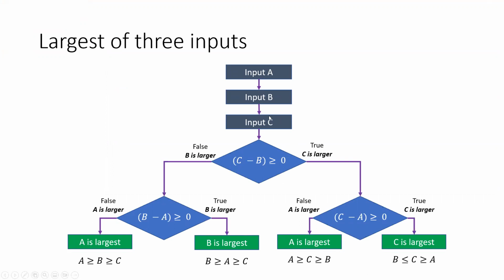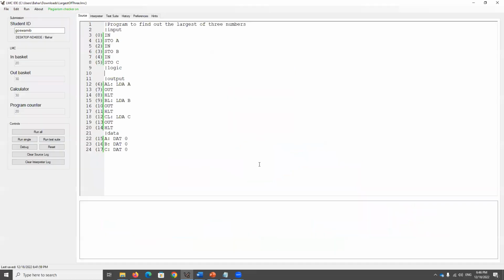Once we take the input, we know that our accumulator has C, and then we first test C minus B. C is already in the register, so we just have to write SUB B and then BRP for checking whether it is positive or not. If it is, then we will do something for the next check. So let's implement that. In the logic, what we need to do is subtract B, and then we check BRP.